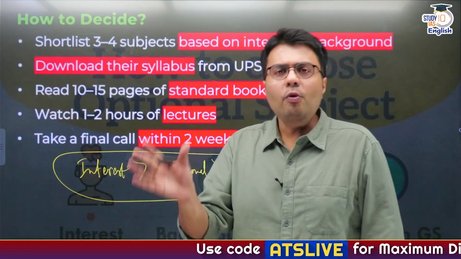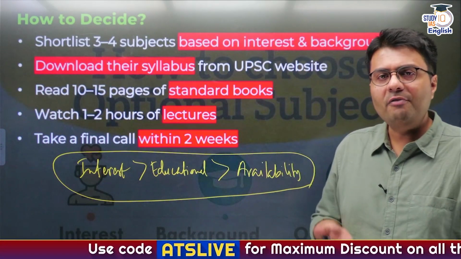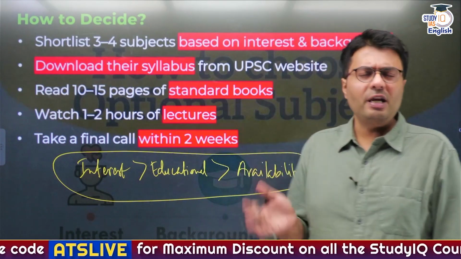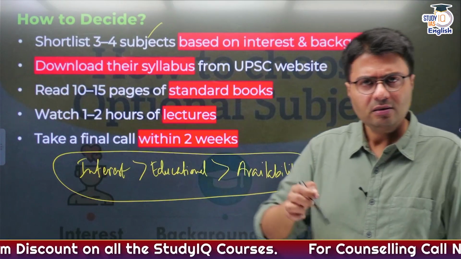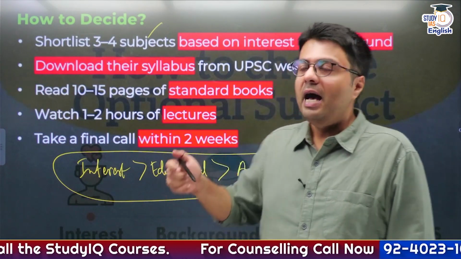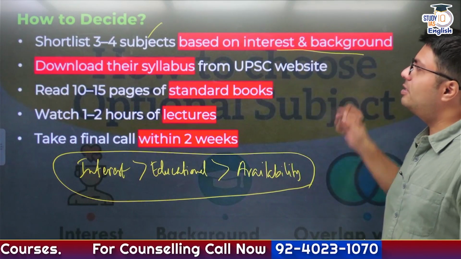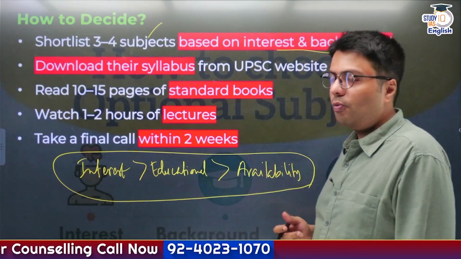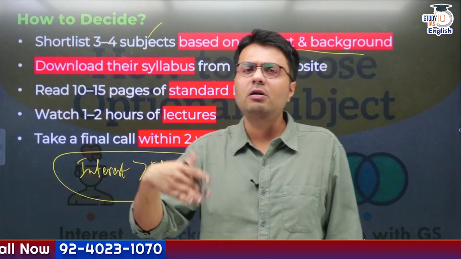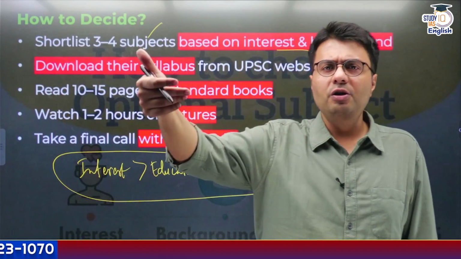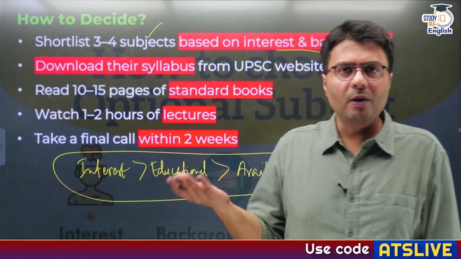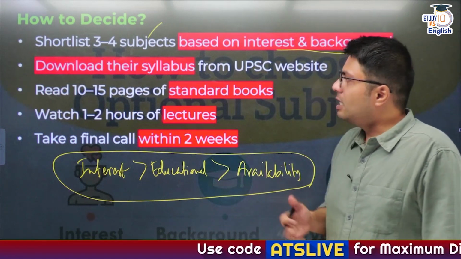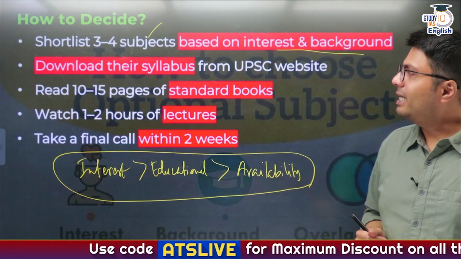Now, suppose after reading the syllabus, you have interest in 3 to 4 subjects, and this is very common. So what you need to do is, first of all, shortlist the 3 or 4 subjects in which you have highest interest. And this can be based on your interest and your education background. What you can do afterwards is download the syllabus, which is available in the official UPSC notification brought before the form or the documentation process begins.